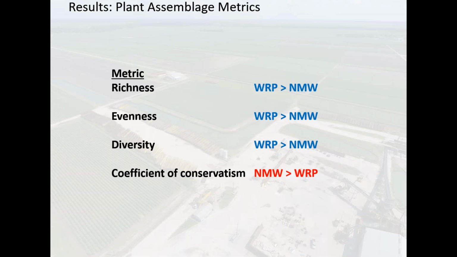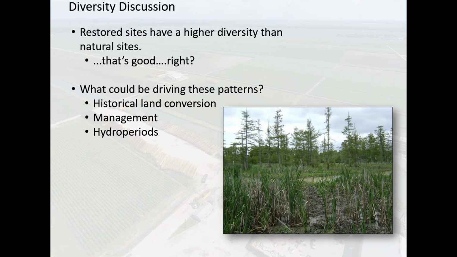But specifically looking at the difference between our restored and our non-managed wetlands, we were wondering how the plant assemblages differ between these two systems. Looking at different metrics of richness, evenness, diversity, and coefficient of conservatism, we saw that richness, evenness, and diversity, and this is Shannon-Weaver diversity, were greater in our restored wetlands compared to our non-managed wetlands. However, the plant quality, which we base off of coefficient of conservatism, is greater in our non-managed wetlands.